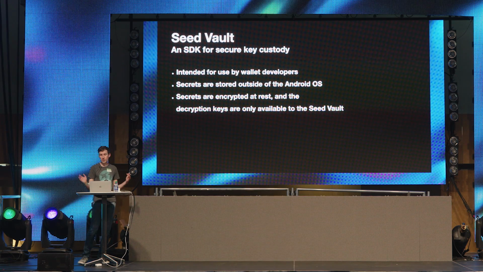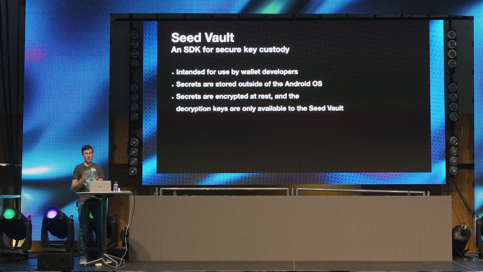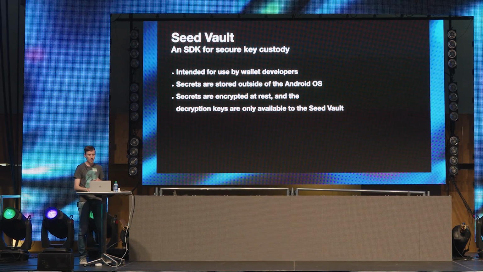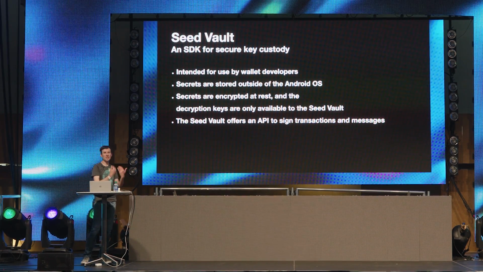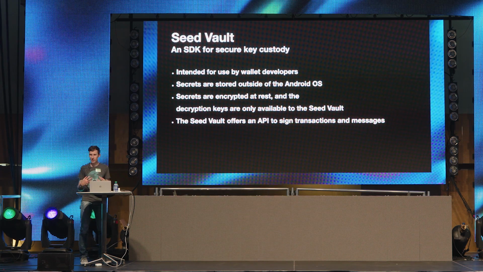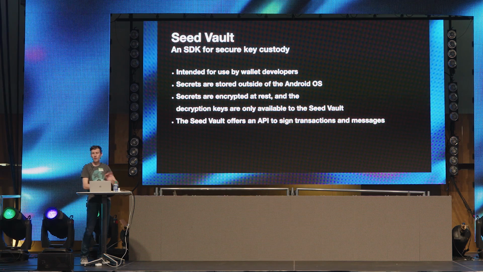And fundamentally, secrets are encrypted at rest, and the decryption keys are only available to the Seed Vault. This aims to prevent a third party from being able to read your secrets, even in the event that you lose your device. Now, Seed Vault offers back for all the control that it takes away from you. It offers an API back to wallet developers that lets them do the things that matter, signing and sending transactions. It takes away the responsibility of custody from a wallet, and in exchange gives back this API. And notably, there is no API to export your private key or your seed phrase to anything running on Android OS, any software, not even the wallet.